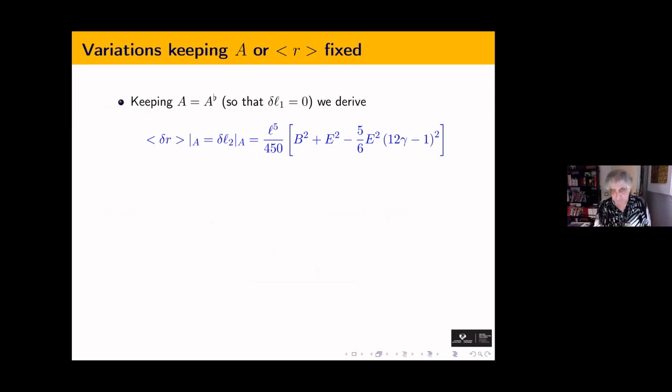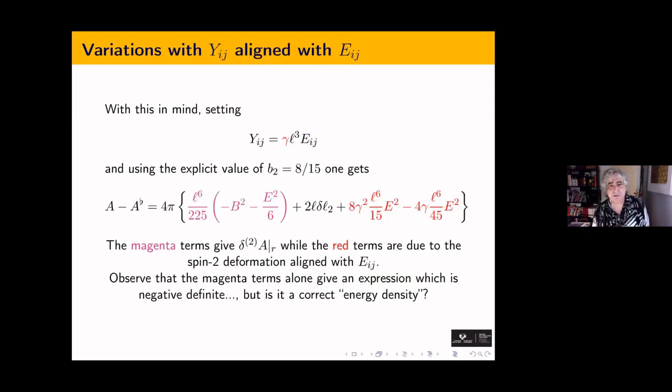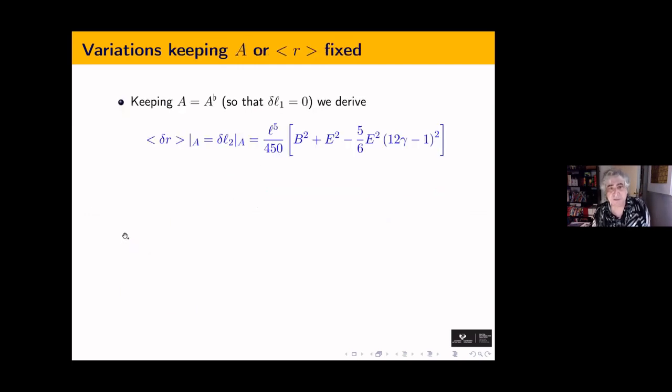Now, there are two possibilities here as before. I can keep the area constant, so I put this equal to 0, and then I get a value for delta L2, which is the spin 0 deformation at second order in terms of the B's and the E's. Otherwise, I can also keep the delta L2 equal to 0, radius fixed in average at second order, and see what happens to the area. This is what I'm writing here.